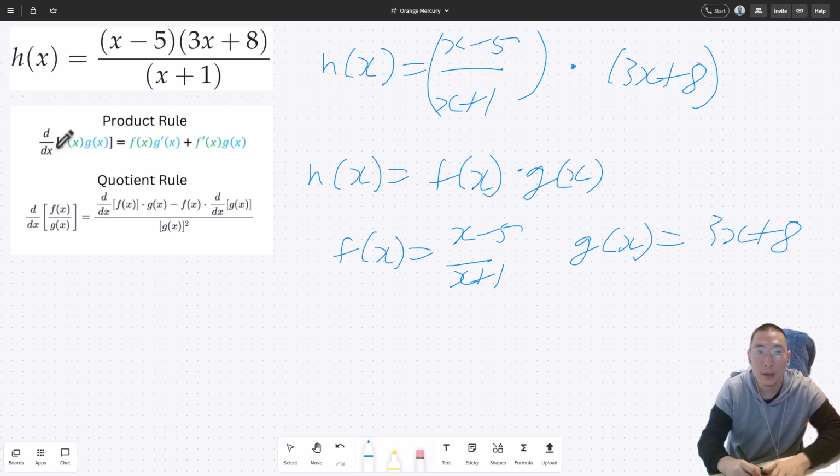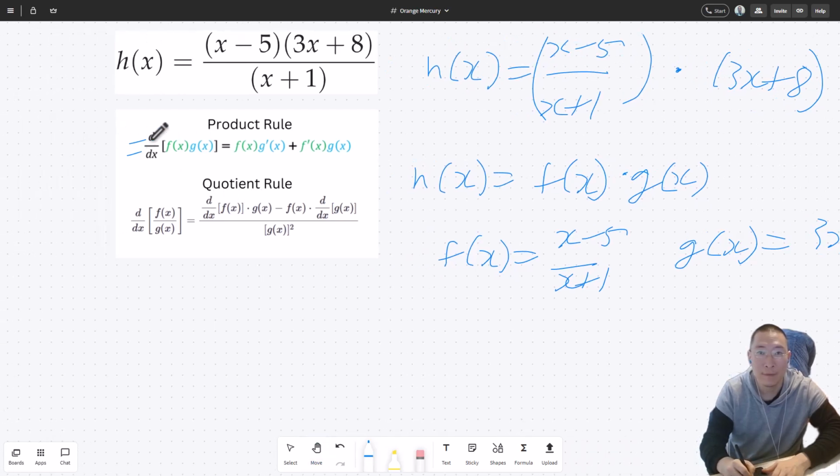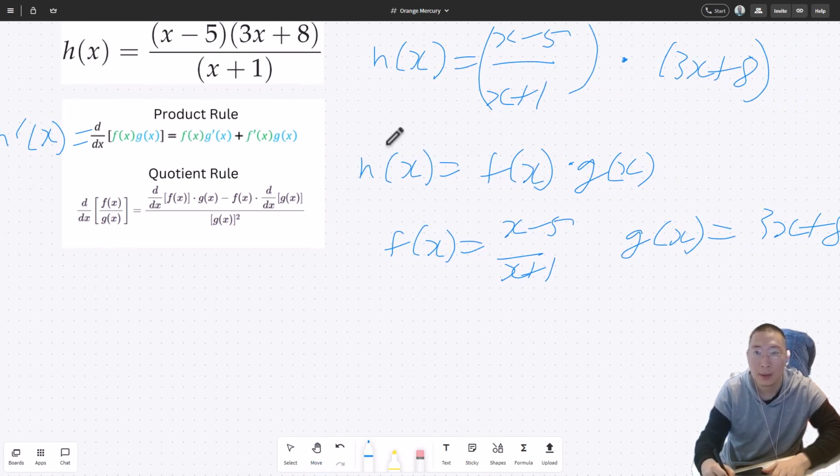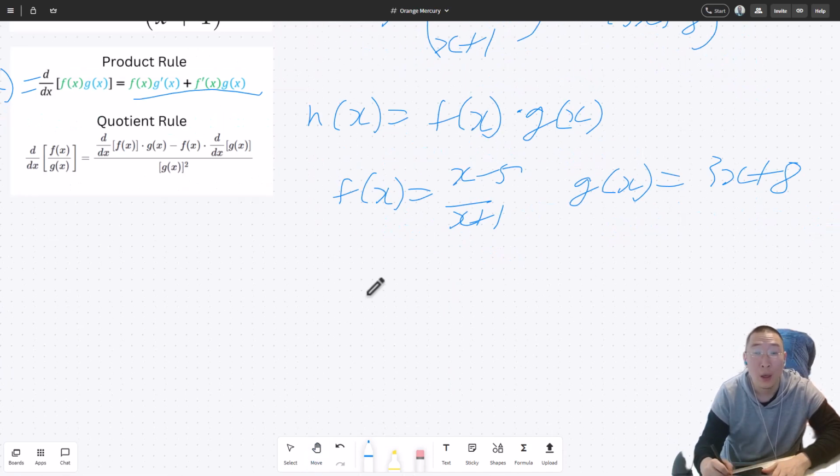If we take a look at it, h of x is f of x times g of x, so the derivative, h prime of x, is the derivative of f of x times g of x, which is given by the product rule. So let's figure this out. We have f of x. We need g prime of x, and g prime of x is pretty easy.